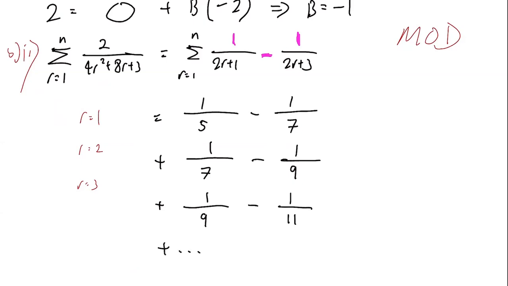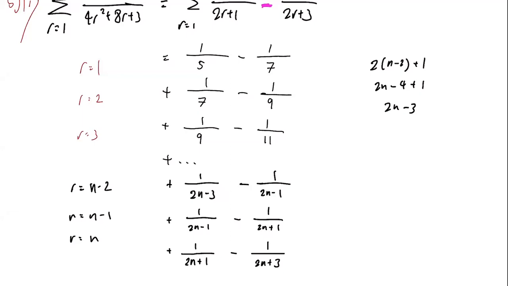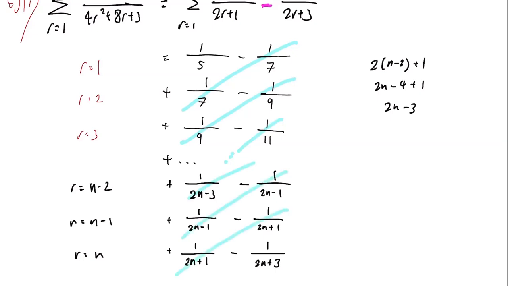Carrying on with r equals n minus 2, n minus 1, and n. Eventually, you will get to these last 3 guys. Okay, then moving on. So we realize that there are a few things that can cancel off. 1 over 7 minus 1 over 7. 1 over 9 minus 1 over 9. Minus 1 over 11 and positive 1 over 11. Likewise for the 2n minus 3 denominator, 2n minus 1 and then 2n plus 1. So you are left with the top guy and the bottom guy.